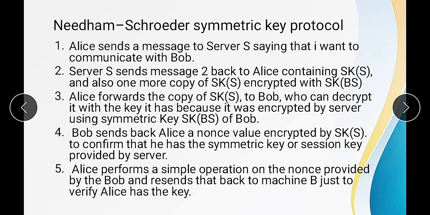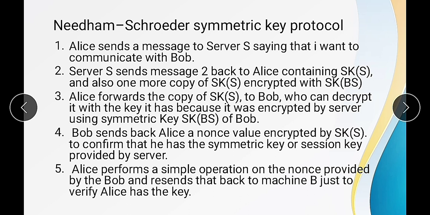Okay, now next is Alice performs a simple operation on the nonce provided by Bob and resends that back to the machine B, just to verify Alice has the key. Means after this fourth step, Alice performs some operation on the nonce provided by B, and he decrypts the message using that symmetric key, the key provided by the server, and resends this message to Bob to show that he is the actual user, the actual sender.